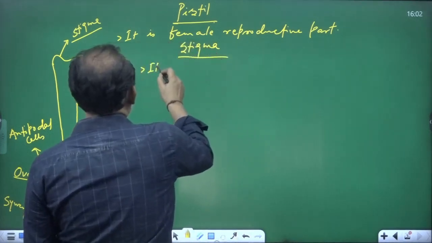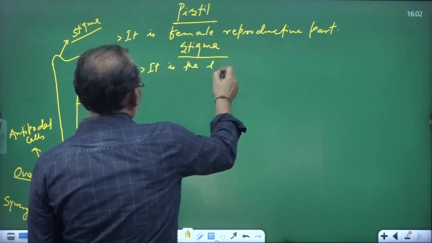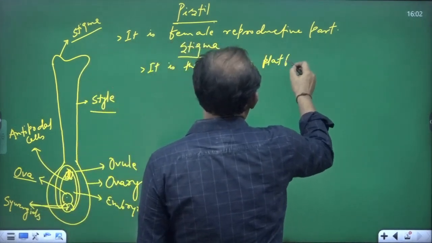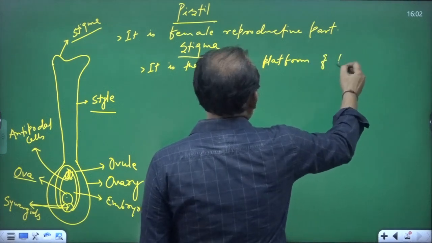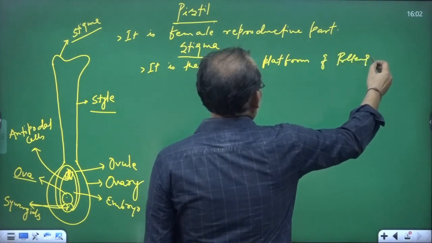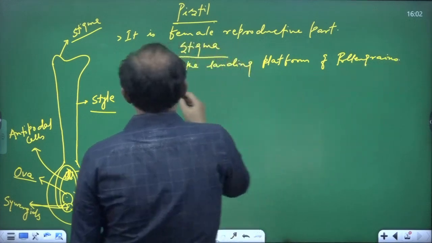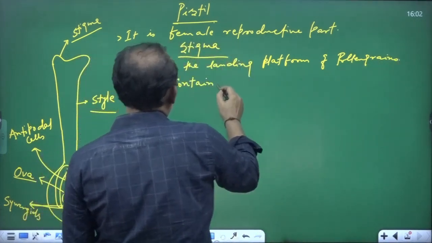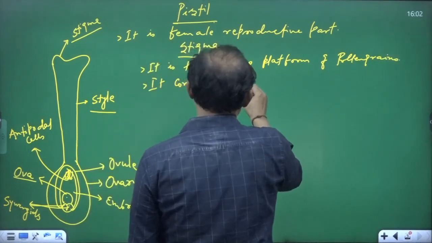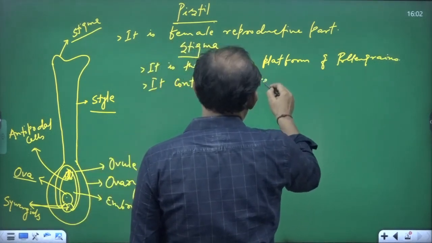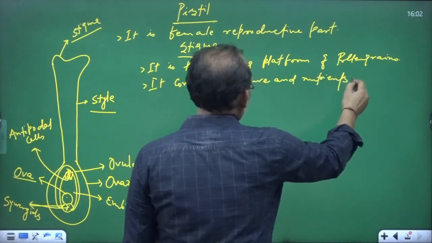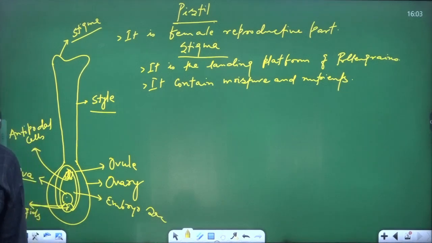First point, it is the landing platform of pollen grains. It contains moisture and nutrients.